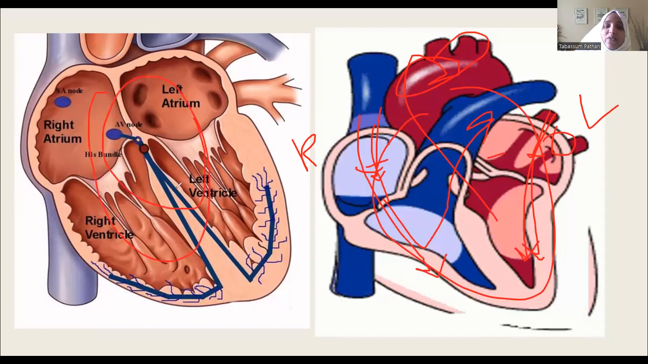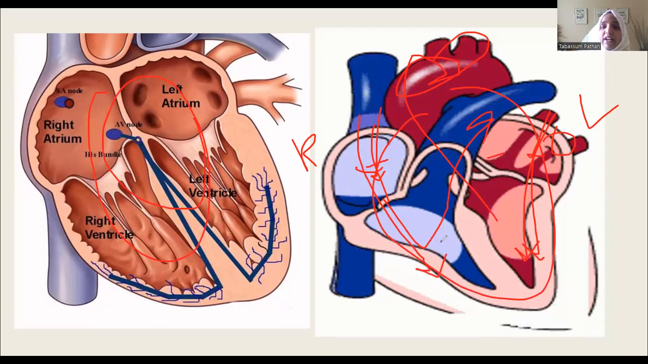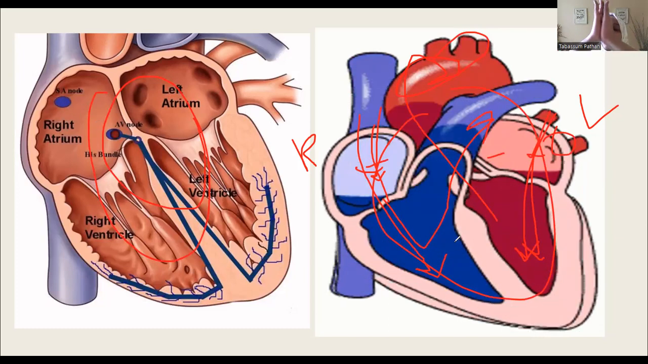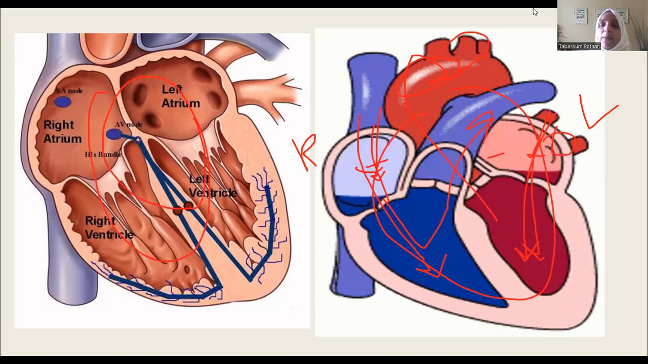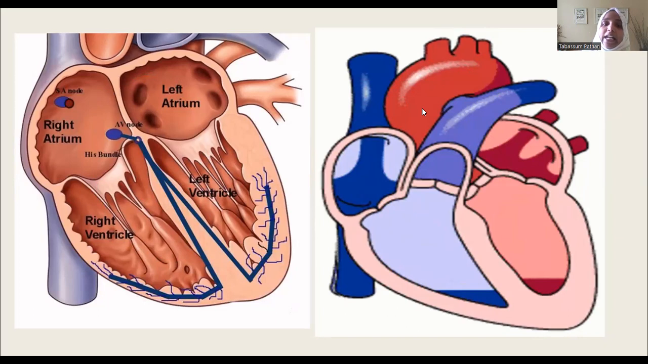Okay, the impulse will generate and it will bring about contraction and relaxation. So see, this is contraction, as you can see, when the blood is pumped from the auricle into the ventricle and from the ventricle into the trunk, and when it is filling, that is relaxation. Okay, so this is all about the conducting system of the heart. Now we will move to the pumping action of the heart in the next video.